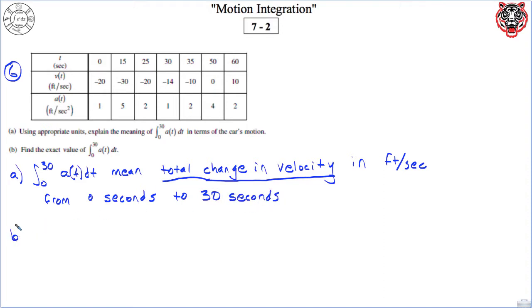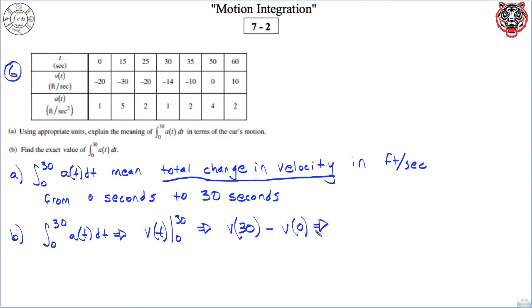And then part B, we have to do some calculations, so I need to evaluate this. So when I have integral from 0 to 30 of acceleration with respect to time, dt, when I actually take the antiderivative, that is going to turn into velocity, just like we said up in part A, and that's going to be evaluated between 0 and 30. So I'm first going to plug in 30, so v of 30, and I'm just going to leave it like that for now, and I'm going to subtract when I plug in 0, so velocity at time equals 0.